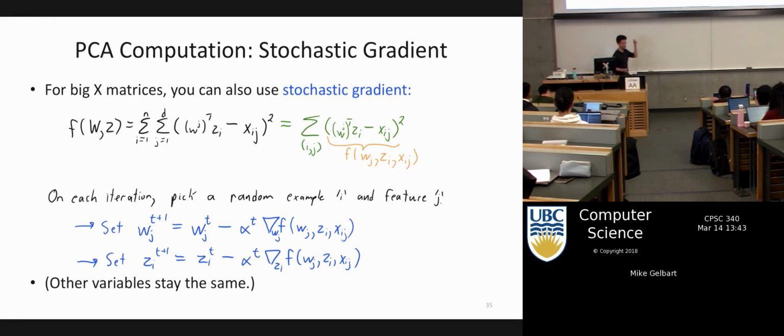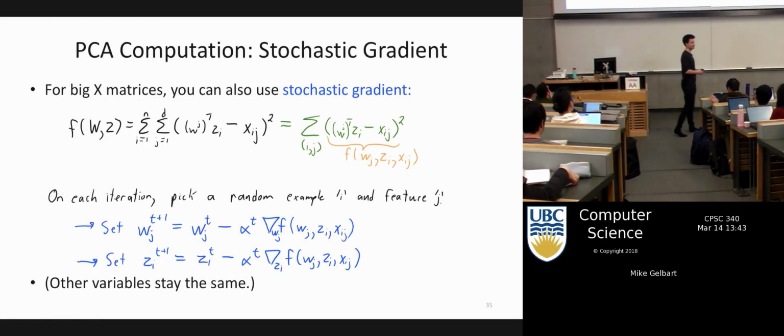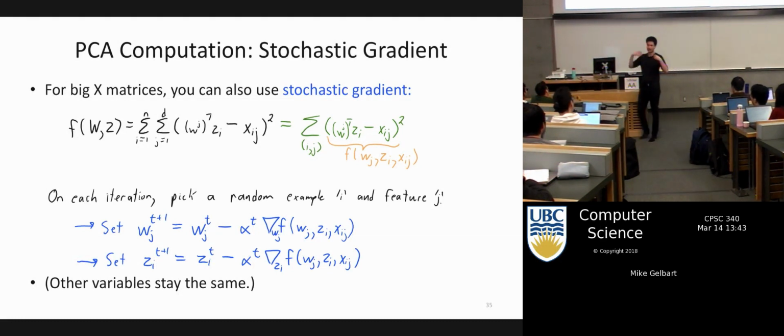And now if I pick a particular ij, then the vectors affecting that value will be zi and wj. So those will be the two things we're updating. So it's a little different than what we saw before with stochastic gradient, in the sense that before, I picked a training example and then I updated all my parameters. But now I pick, can't really call it a training example anymore, but I pick one of the things that I'm summing over to get my loss, which is an ij pair.